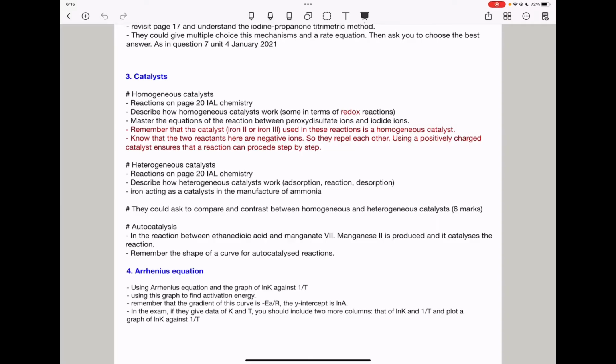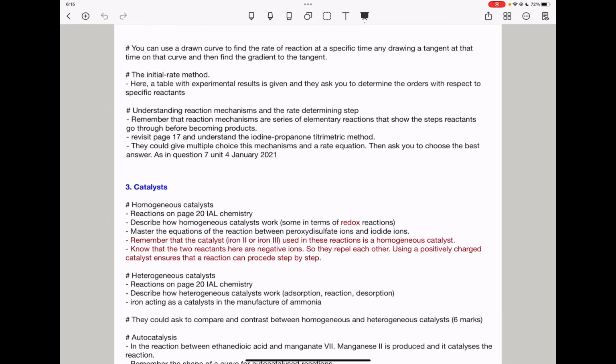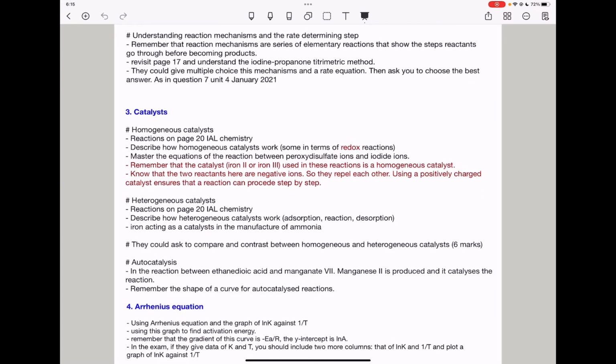Please remember this question is very, very common in most past papers. It could come in Unit 4 as well as Unit 6. Another thing that could come in Unit 6 is the initial rate method, where they ask you to find the order with respect to a specific reactant, and definitely the rate equation could come as well.